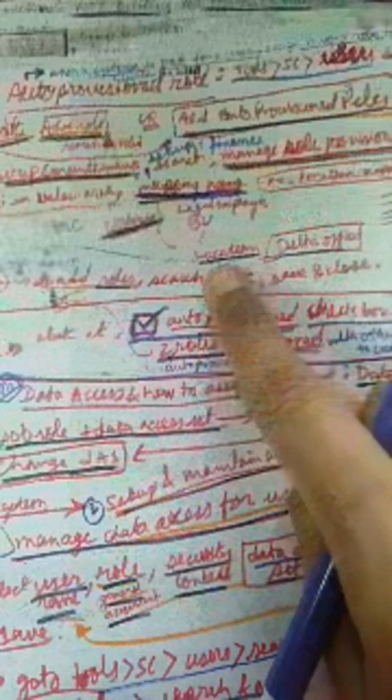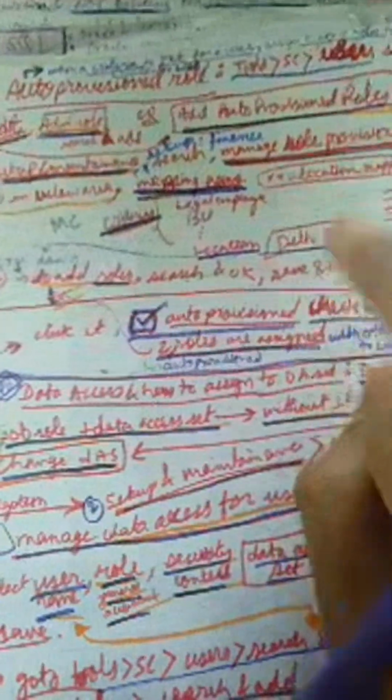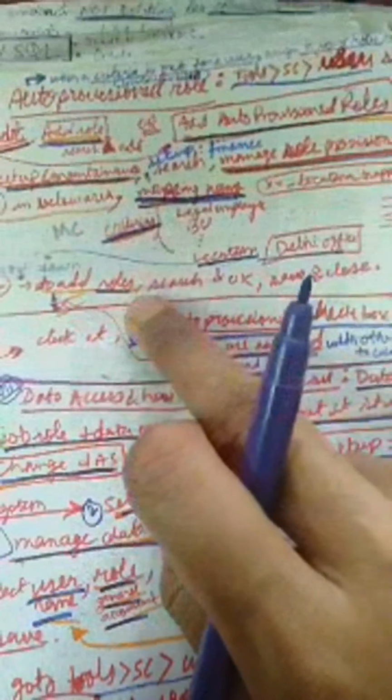These are auto provisioned. So how do I know that it is assigned to the same user? Because I have logged in with a particular username, and if the user satisfies this location criteria, that its location information is Delhi office, then 2 roles need to be assigned to this particular user.